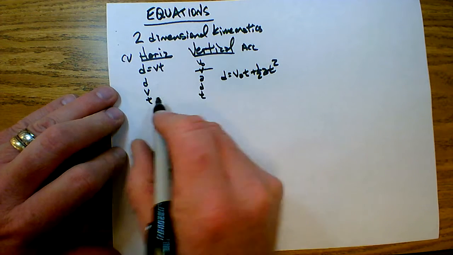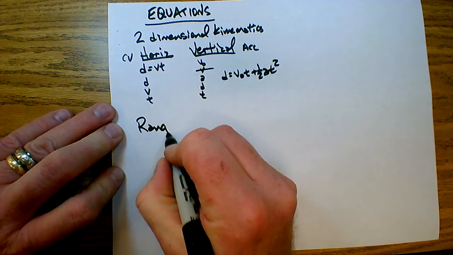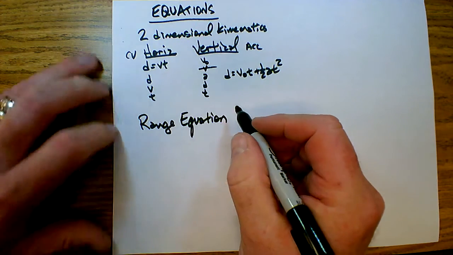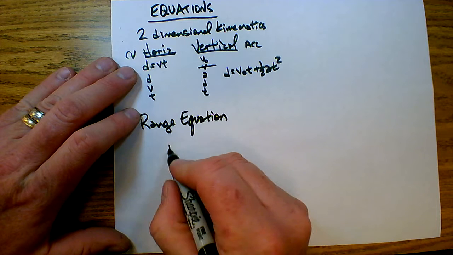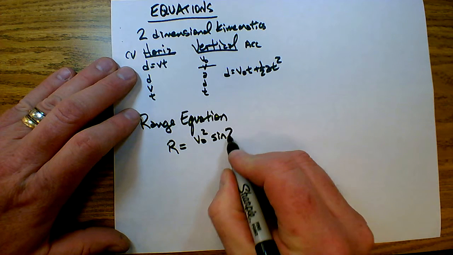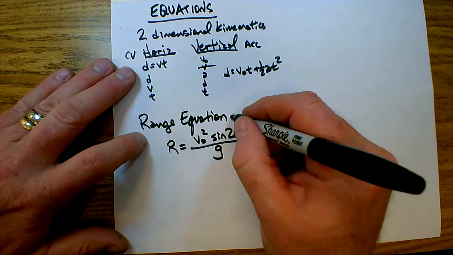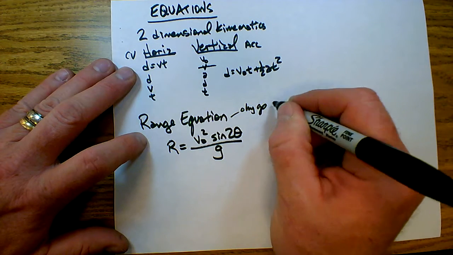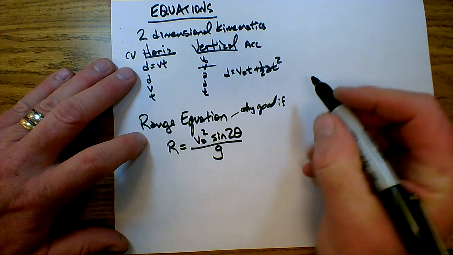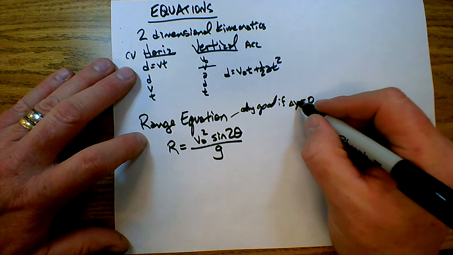There are a couple of other equations that we deal with in two-dimensional kinematics. One is called the range equation, and the range equation is not very commonly used, but occasionally it's used. It is as such: range equals v naught squared times sine of 2 theta over g. Now, the range equation is only good if vertical displacement, I'll call that delta y, is 0.